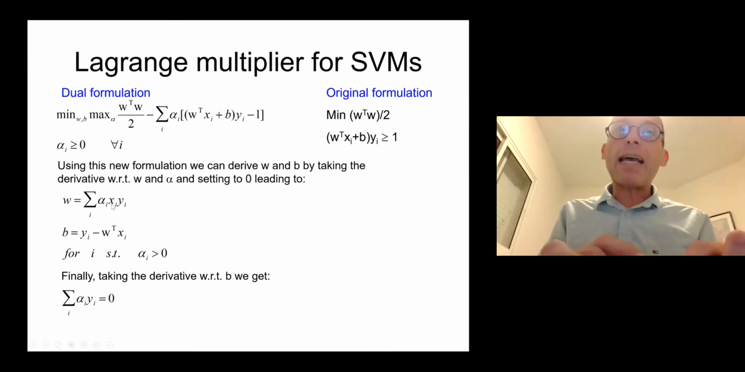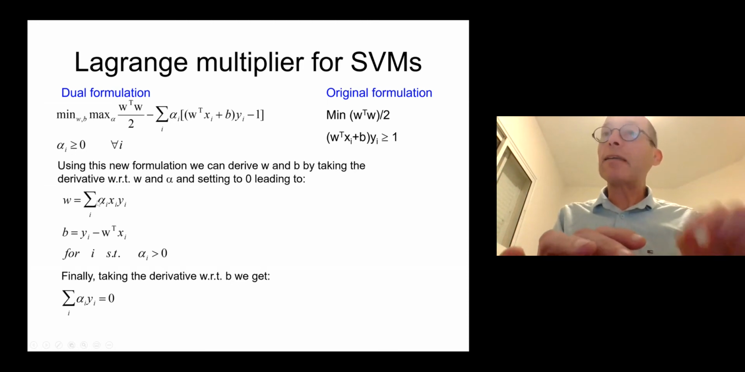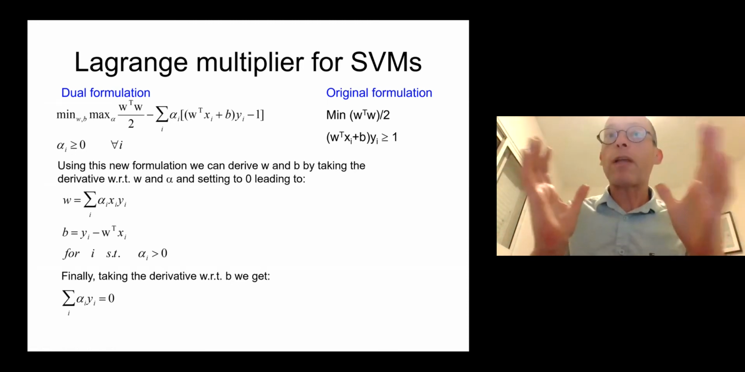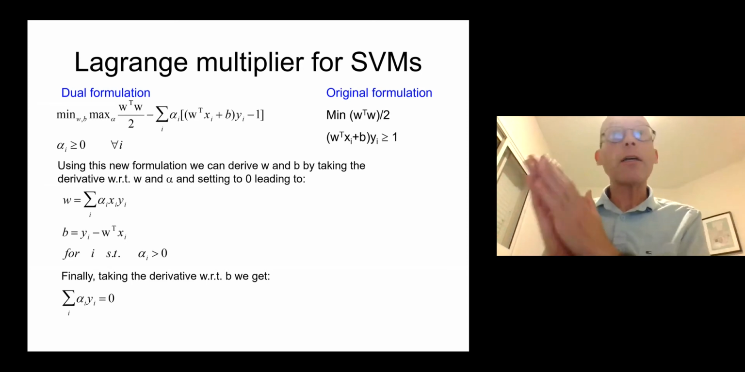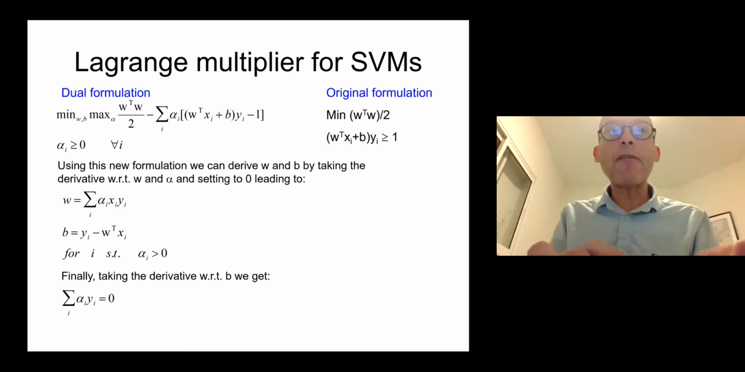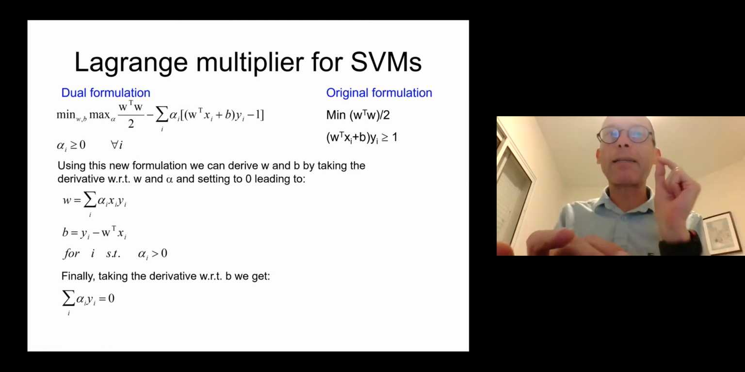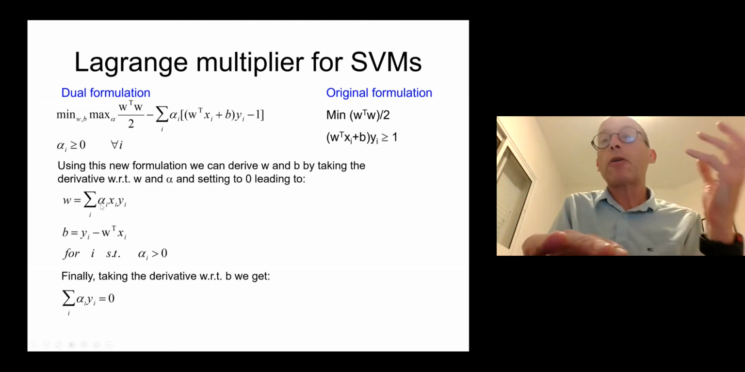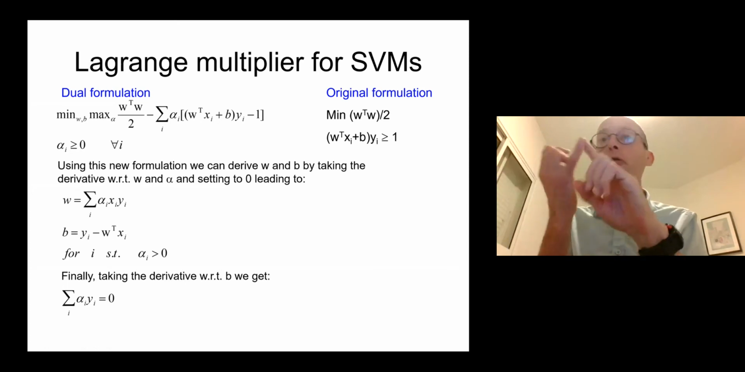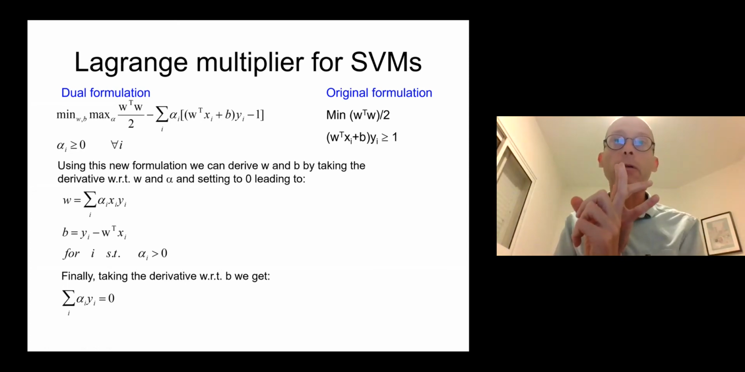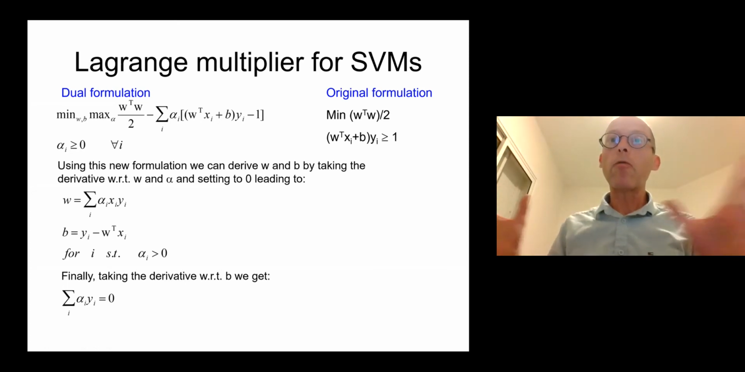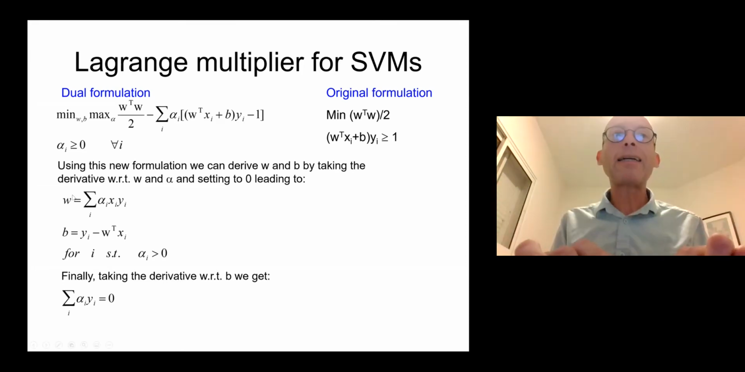For some of these x_i and y_i, alpha_i is 0. We don't know which, but for some of them it's 0. For the others, it's non-zero. It's clear from here that the ones that impact w are only the ones where alpha is not 0. If alpha is 0, then we are not using the x_i and the y_i of that sample. We are not using it for w at all. We're only using for w those x_i and y_i where the alpha_i's are not 0.